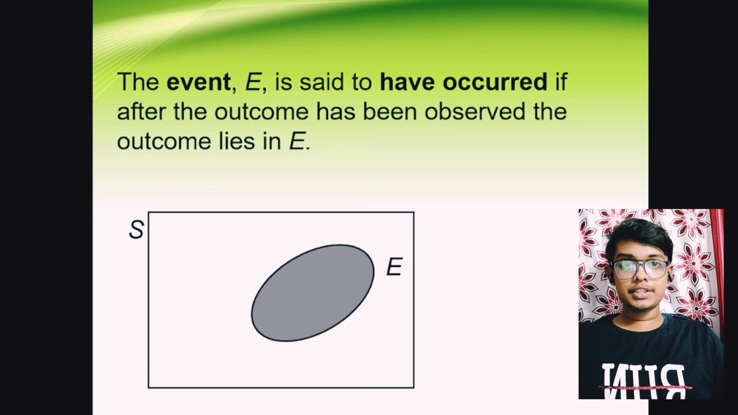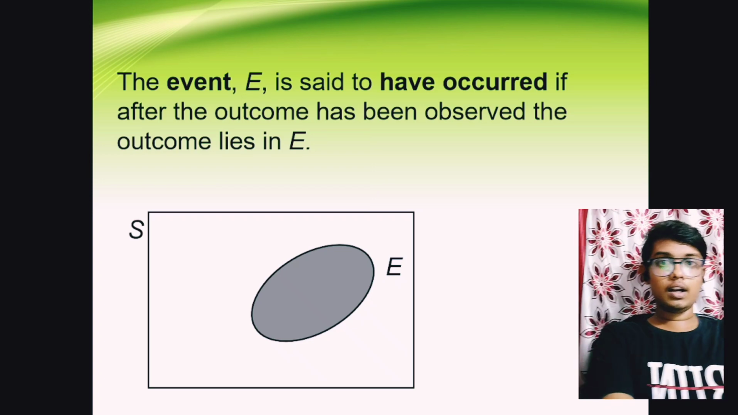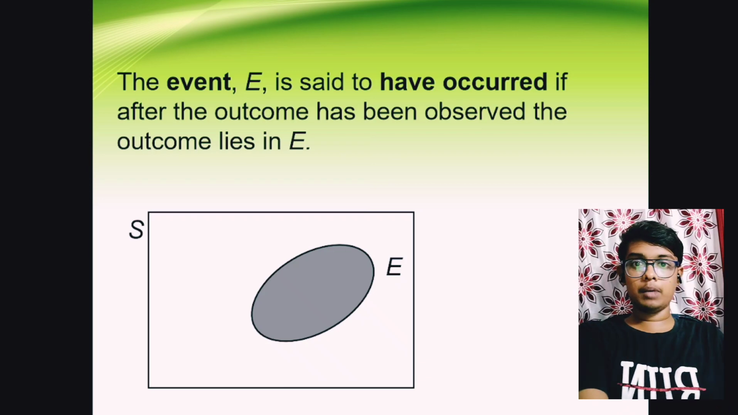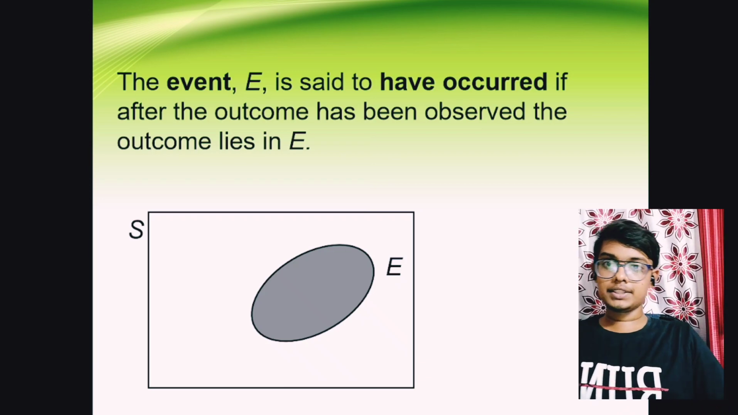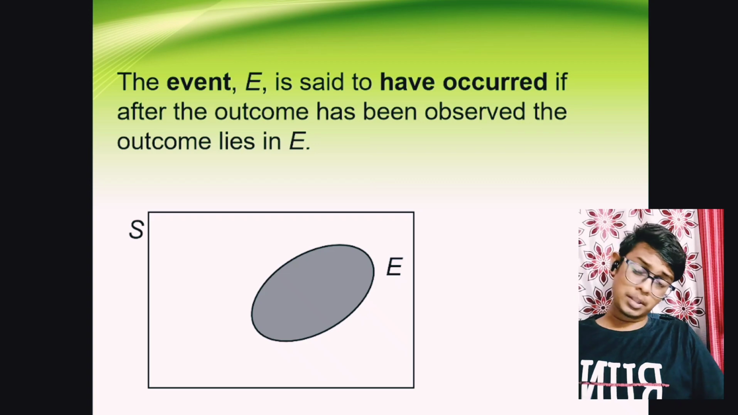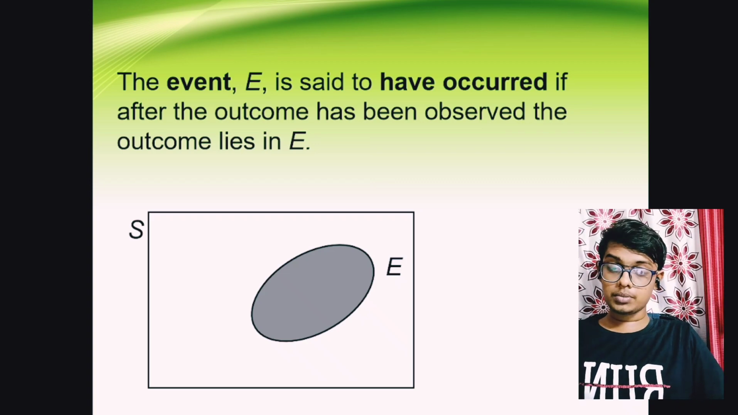Suppose the event E is said to have occurred if, after the outcome has been observed, the outcome lies in E. Which means, for rolling a dice we have 6 outcomes. So this is a sample space. In that, getting 2 is an event, which is a subset of the sample space. This is what an event is.